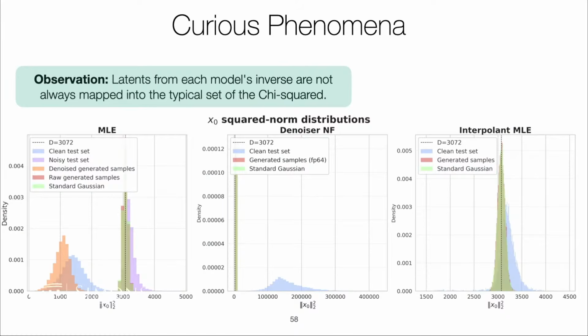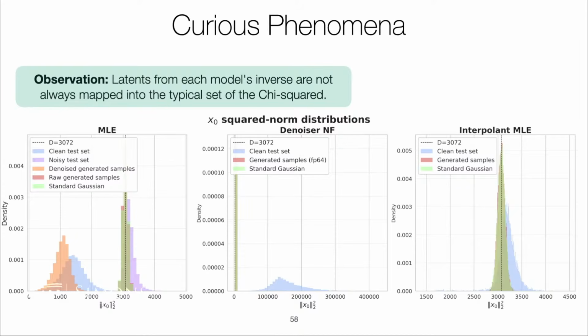And finally, something very intriguing is if you do this round trip, where you start from a Gaussian, generate, and invert the mapping, where do you actually land? So I'm plotting here in each of these three plots the square norm of x0, so the square norm of the latent, rather. The black dotted line is where you would expect things to line up. This is the mean of the chi-square distribution. And the green one is where the norm of a standard Gaussian would be. So ideally, you'd want the samples to completely overlap with the green.